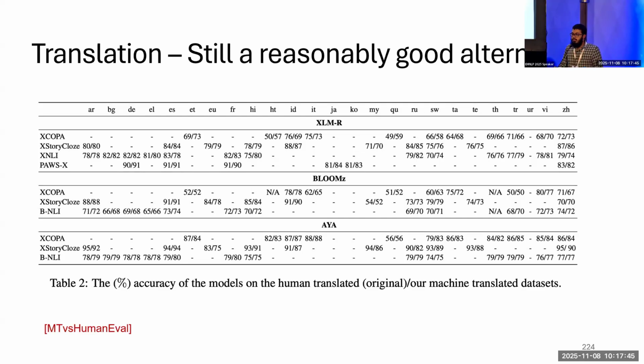If you look at this table, the values on the left are the scores for human translated benchmarks, and the values on the right are the scores from machine translated benchmarks. For a lot of them, it's nearly the same. So translation is still a very good starting point for you.